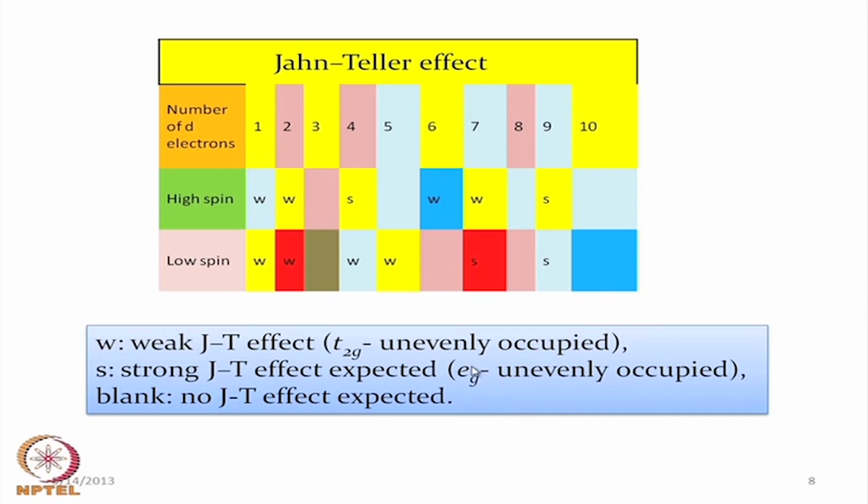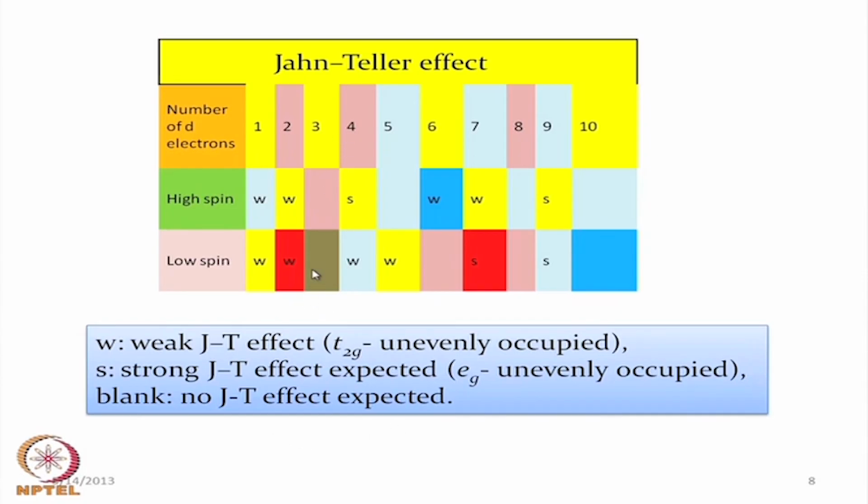So, the Eg level in the case of copper 2 plus has 3 electrons, and those 3 electrons should be unevenly occupied in this Eg level, and that is why the Eg level will undergo the corresponding distortion, which is the JT distortion.